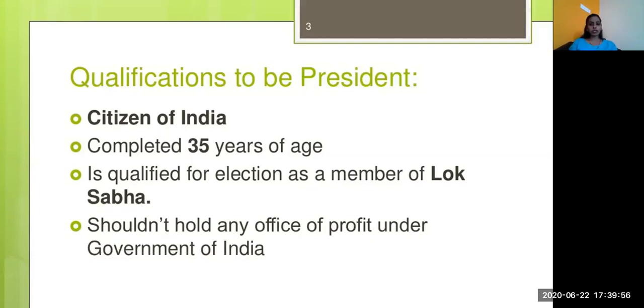So whatever the qualifications we had studied to be the member of Lok Sabha or for Rajya Sabha are seen, only the age criteria and the qualification of membership of Lok Sabha and Rajya Sabha differs.